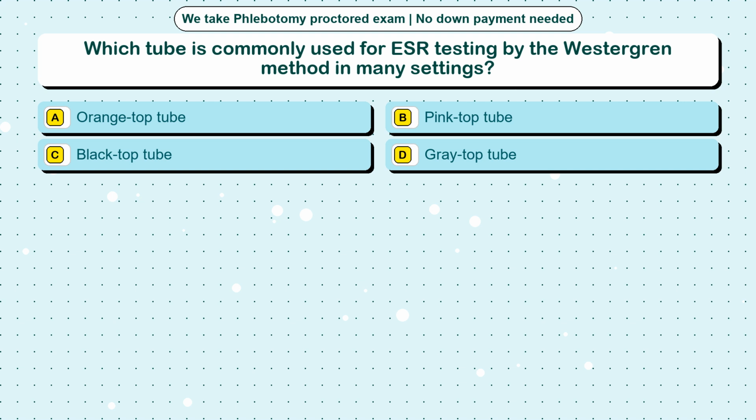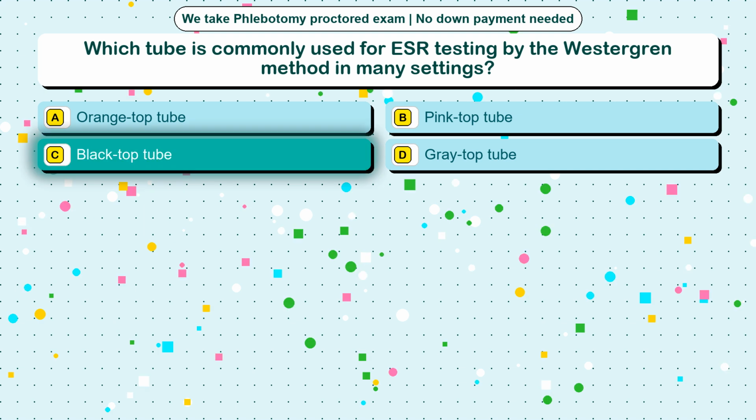Option B, pink top tube. Option C, black top tube. Option D, gray top tube. The correct answer is option C, black top tube.